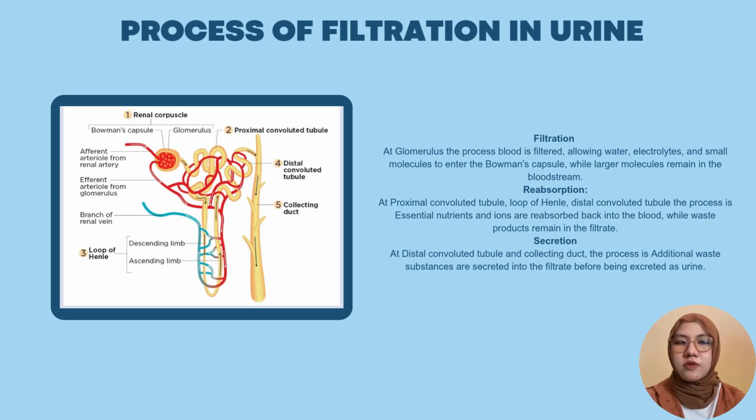Reabsorption at proximal convoluted tubule, loop of Henle, distal convoluted tubule. The process is essential nutrients and ions are reabsorbed back into the blood, while waste products remain in the filtrate. Secretion at distal convoluted tubule and collecting duct. The process is additional waste substances are secreted into the filtrate before being excreted as urine.